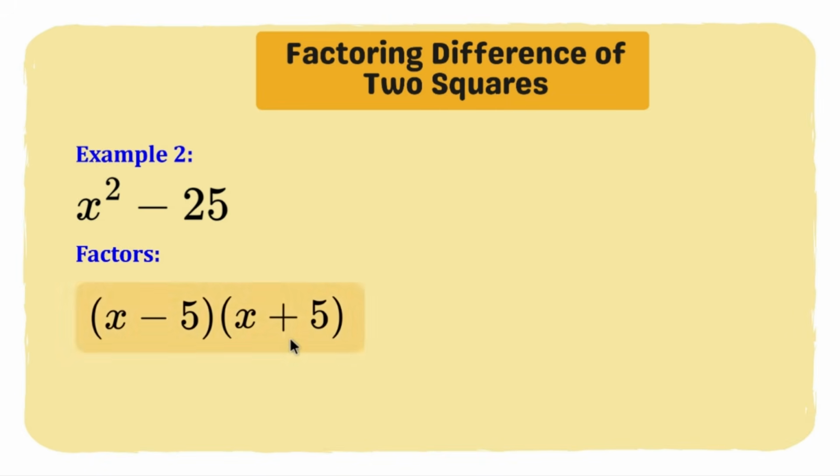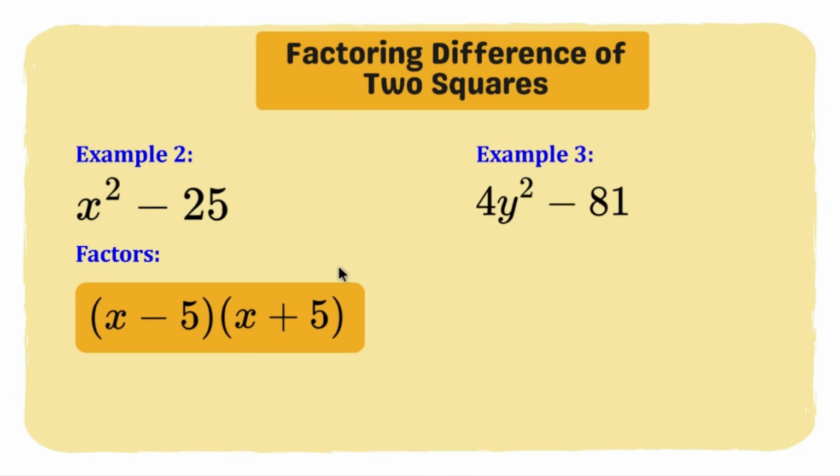Ganun lang po siya, no? Hanapin lang natin yung square root ni x squared, which is x. Ano po ang square root ni 25? 5 po siya. Okay, 5 times 5 is 25. Ang ating operations is it's just minus and then plus. Okay? Next, example number 3.